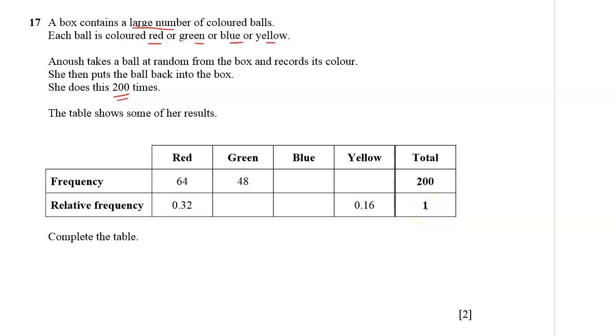Of course, relative frequency, you can look at it as the probability of picking a red ball. Therefore, probability is basically obtained by the frequency of picking the red ball divided by the total number of times that she has done the picking. So complete the table. To complete the table, we know that the number of times she's picked these balls and returned them is 200.